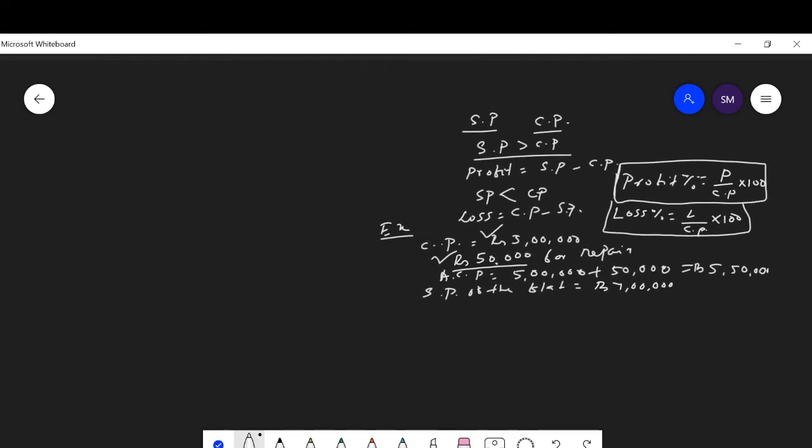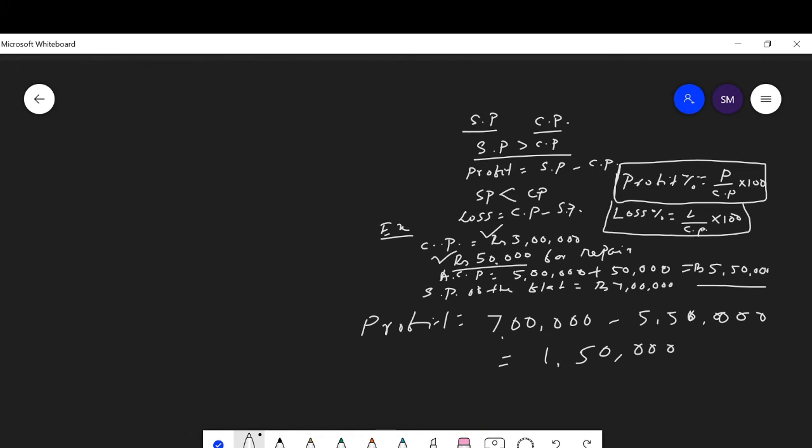Then the profit is equal to SP minus CP. Here actual CP is 5,50,000. This means profit is equal to 7 lakh minus 5,50,000, which is equal to 1,50,000. Then the profit percentage is equal to profit upon CP, meaning actual CP, into 100.